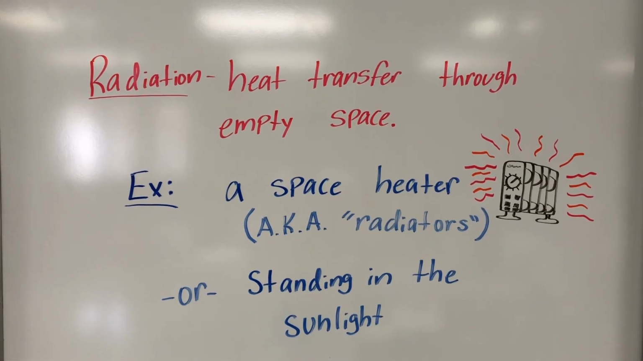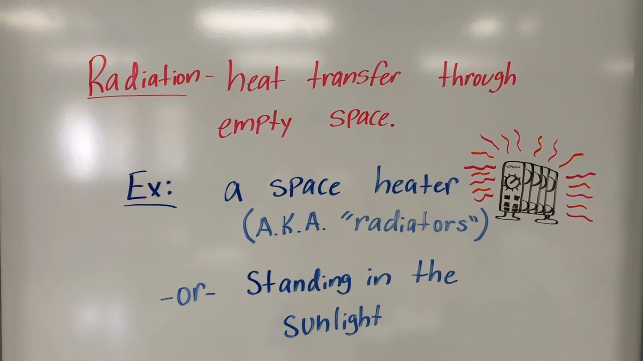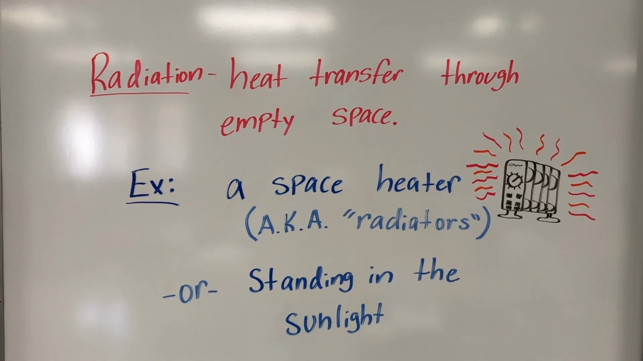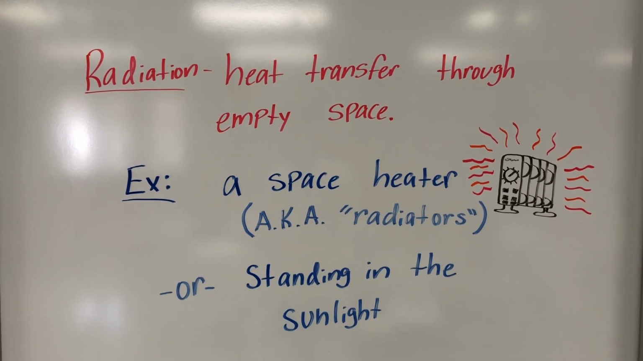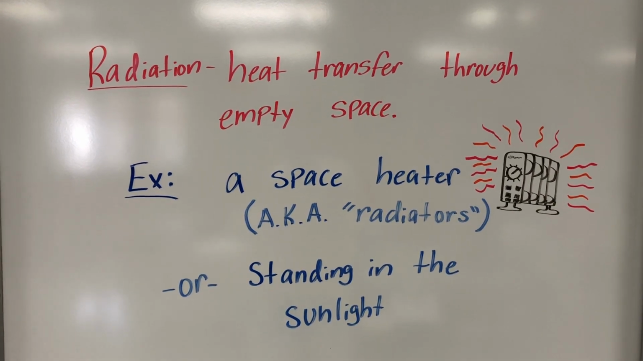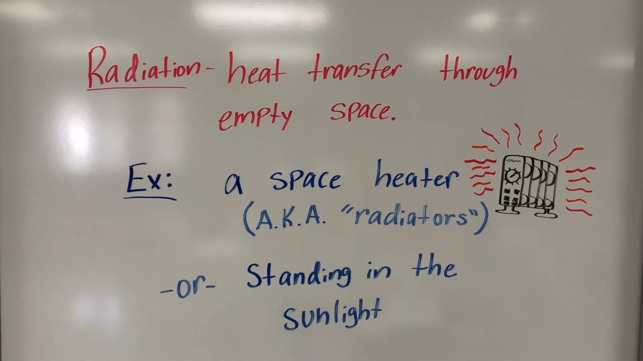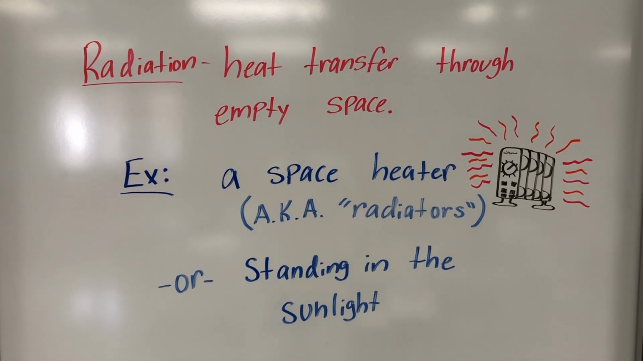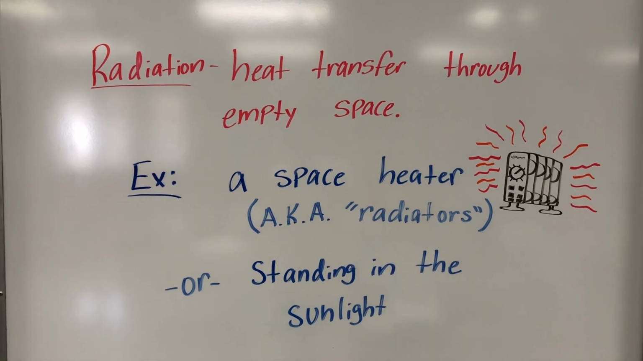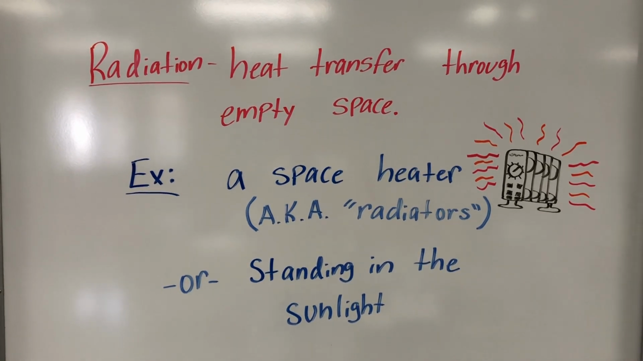The next type of heat transfer we're going to talk about today is called radiation. And radiation is the heat transfer through empty space. A couple good examples of this are if you've ever seen a picture of a space heater, something like that drawing that we have here, or if you've ever used one of those in your house. Sometimes they're also called radiators. The reason they're called radiators is because the way that they transfer heat through the room is through radiation.